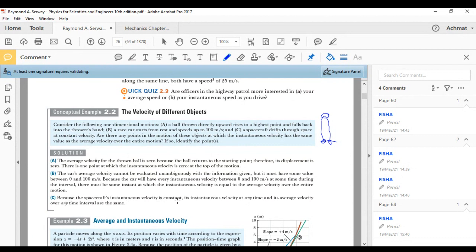Because the spacecraft's instantaneous velocity is constant, it's the same everywhere. Its instantaneous velocity at any time and its average velocity over every time will be the same. Okay, I'm just trying to think in terms of velocity and acceleration now. Yeah, if your velocity stays the same, then your average velocity will be the same, and your instantaneous velocity will be the same as well. That is for case C.